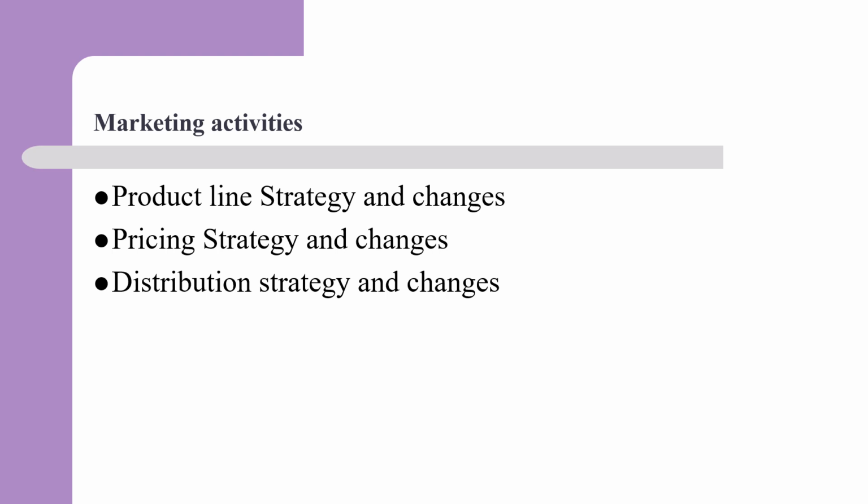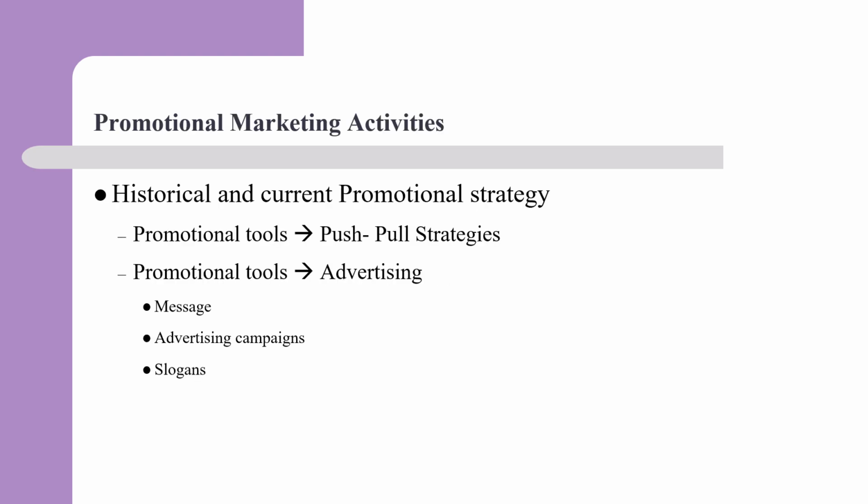Then there's pricing strategy and changes, and we talked about pricing strategies and potential changes. And then distribution strategy and changes. Now, we've talked about all of these in some detail in previous lectures. So let's talk about the last one of these, of course, of the 4Ps. And you can see we have the 4Ps here, right? We have product, price, place, and then, of course, the last P would then be promotion.